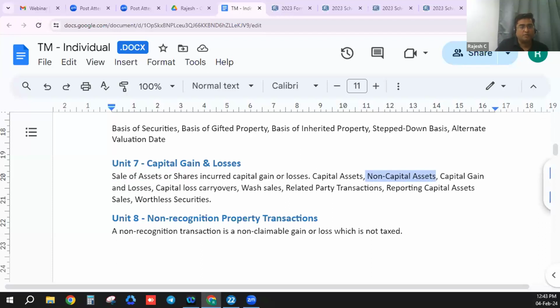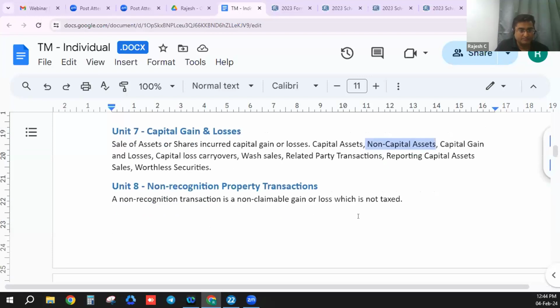Capital loss carryovers: if you have a capital loss this year, there is a limitation of 3,000 only. You adjust 3,000 of capital loss against your other income, and the rest is carried over to the next year, which is called the capital loss carryover. Wash sales is also terminology covered in capital gains. Related party transactions, reporting capital assets, and worthless securities will also be covered in capital gains and losses.